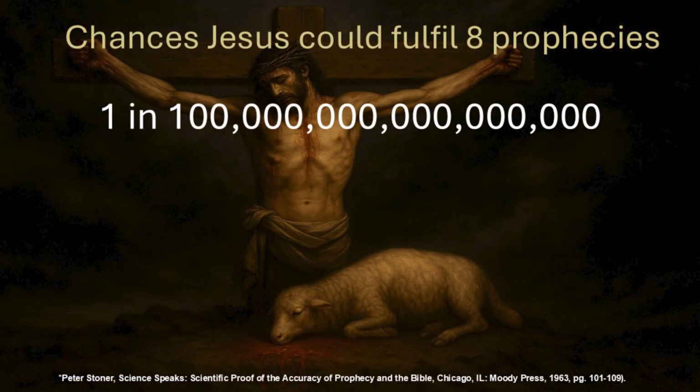He estimated 88 billion people have lived all throughout history, and produces a probability of all 8 prophecies being fulfilled in the life of a single person. That probability now becomes 1 in 10 to the 17th power. That is 1 in 100 quadrillion. That's the number. 17 zeros after it. That's the chances. He took it one step further.